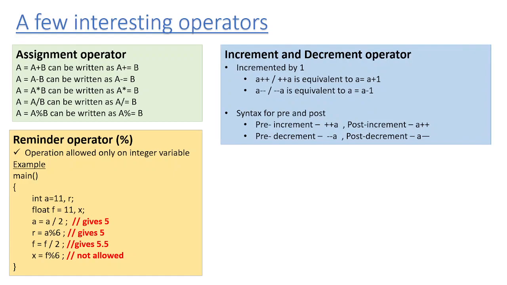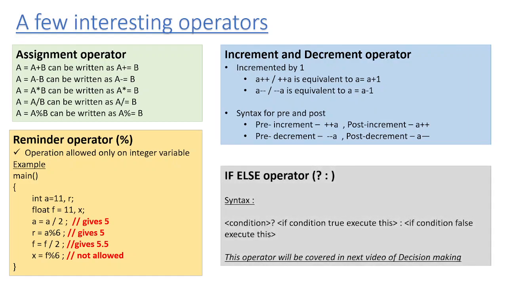Increment and decrement operator. So what is the increment and decrement operator? It is a very useful operator, and it increments or decrements the operand's value by 1. Now there are two types of increment and decrement operator. One is pre-increment and one is post-increment. Similarly, there is pre-decrement and post-decrement. Please verify the syntax that has been given in this slide for pre and post increment or decrement.